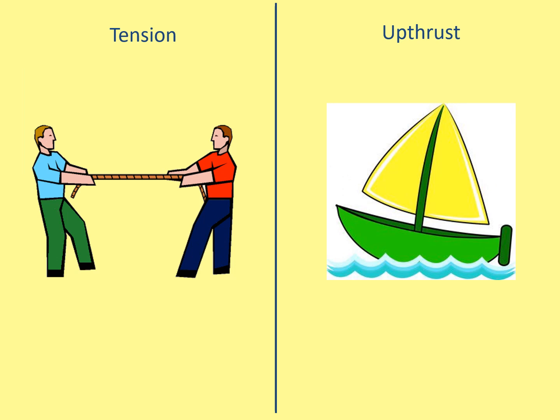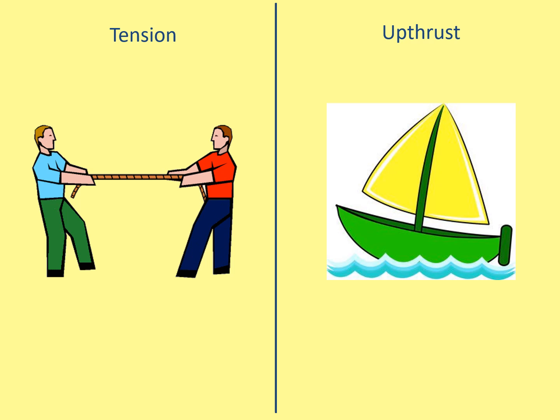Okay, 2 more forces. On the left, we've got tension. Tension is the name of the force whenever you're pulling an object. So normally it's a rope. It could be a chain or a spring. It could even be an iron bar. If you're pulling anything, that's tension. It could be a tow bar.